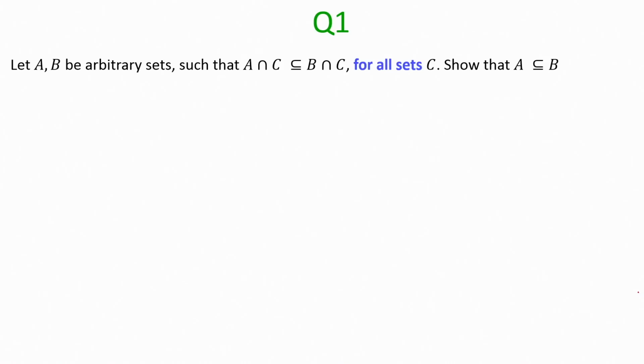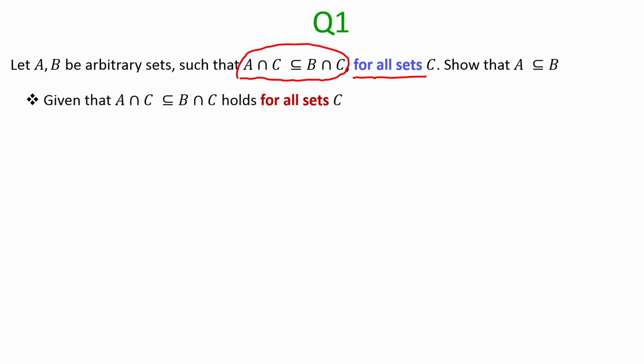So, let us start with question number 1. Here you are given that you have arbitrary sets A and B, and the sets A and B are such that this condition holds, namely A intersection C is a subset of B intersection C for any set C that you consider. If that is the case, then you have to show that A is a subset of B.